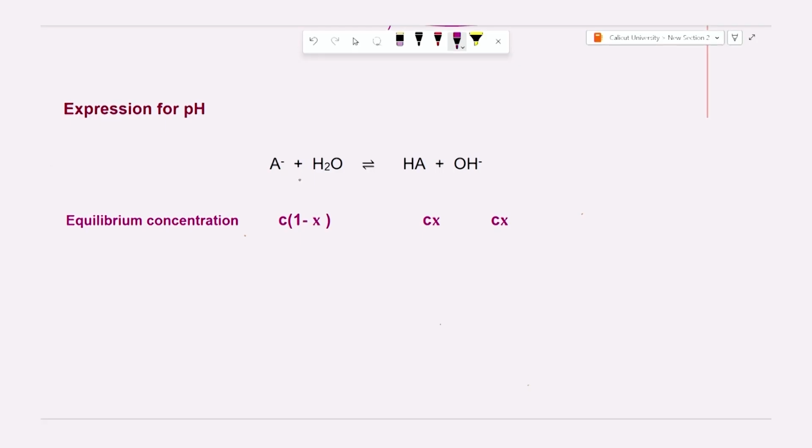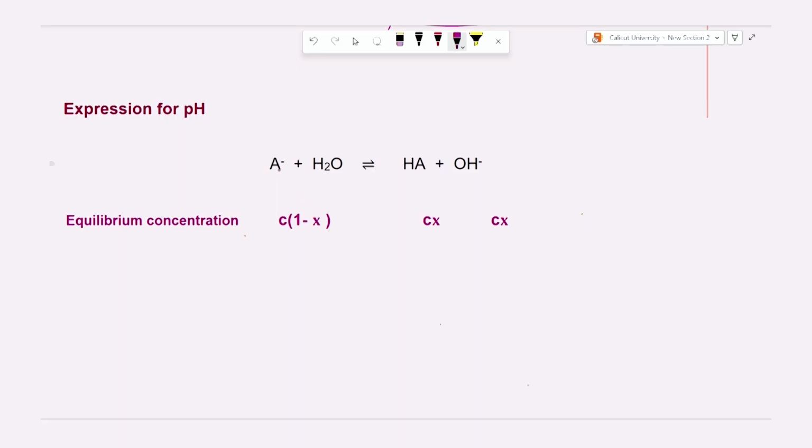Next, we have to find out the expression for pH. Here we have taken a salt which is formed from a weak acid and a strong base, and we have written down the ionization in that process and an expression for hydrolysis constant. Now, we are going to find out an expression for pH. Here the expression goes like this: A minus plus H2O giving HA plus OH minus, and the concentration at equilibrium will be C into 1 minus x of A minus and Cx both for HA and OH minus.